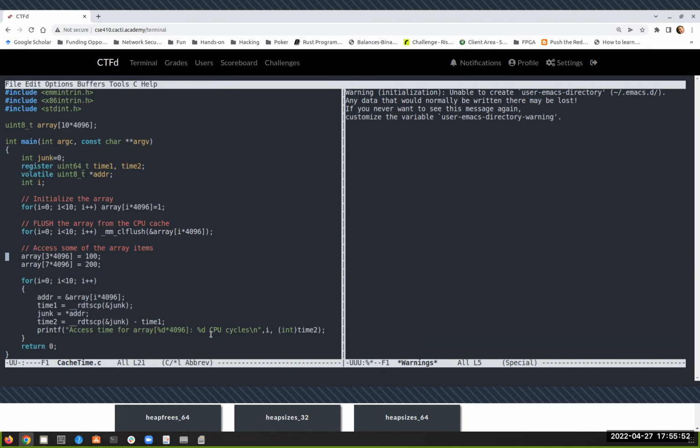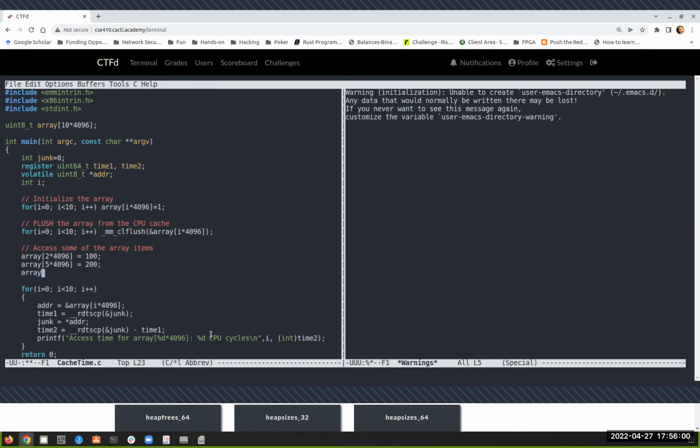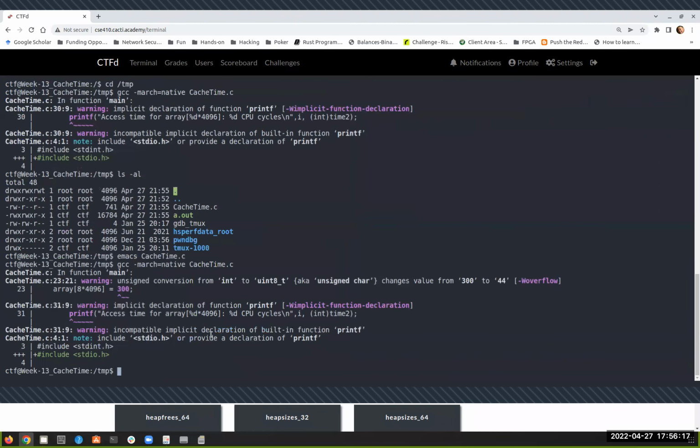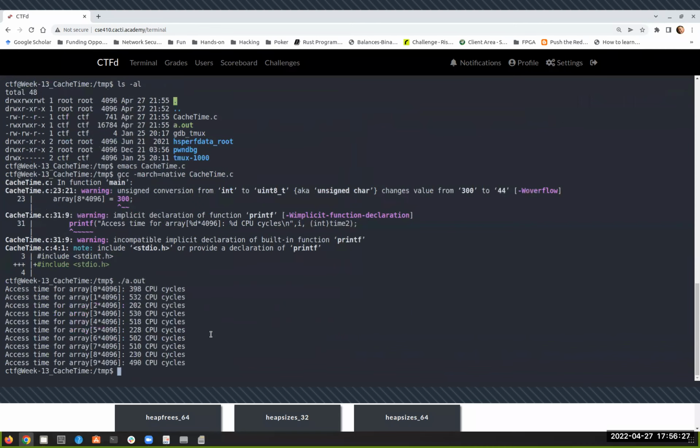Okay, so we just tried the 3, 7, right? Let's try 2, 5, maybe another one, 3, maybe 8. The value we assign to it doesn't really matter, we're just trying to access that. Compare it again. Why is there a warning? Oh, okay, doesn't matter. Let's run this program again.